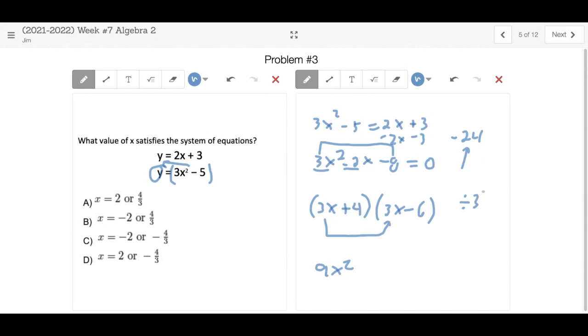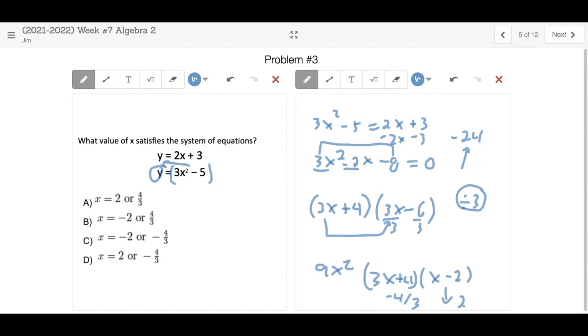Now, remember, we cheated with a 3. So we have to divide a 3 out. Well, 3 doesn't divide into 4 evenly, so I'm going to divide a 3 out of this parenthesis. So I'm left with 3x plus 4 and x minus 2. So what are my solutions? 2 and -4/3. That would be factoring.